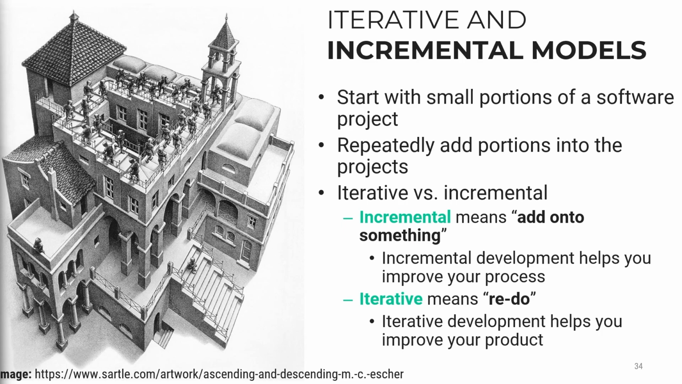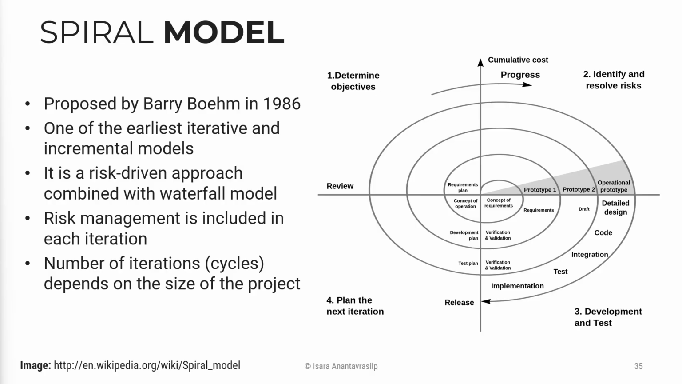Iterative and incremental models are the fundamental concept of agile methodologies, such as Scrum, Kanban, and LeSS, right? We will talk about all this later, but the idea of agile development came from the concept of the iterative and incremental model. But before we get on to agile, let's have a look at some examples of iterative and incremental models first. The first model that we are going to discuss is the spiral model.